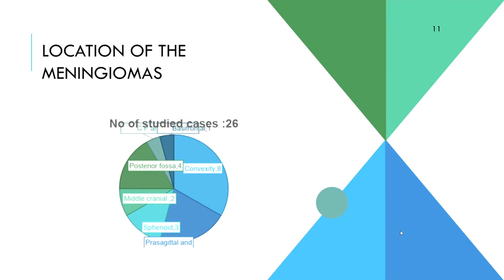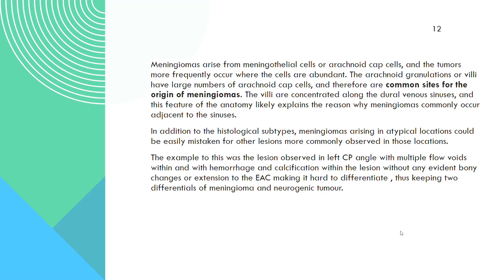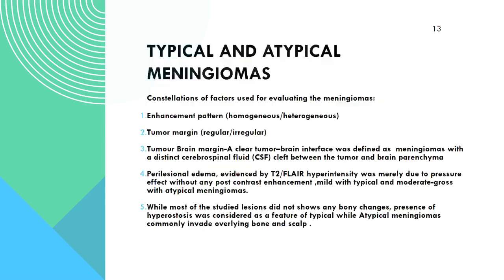While most of the studied lesions did not show any of the bony changes, presence of hyperostosis was considered as a feature of typical, while atypical meningiomas commonly invade overlying bone and scalp. Absence and presence of calcification were excluded from the criteria, which, however, support the typical meningiomas. DWI restriction was also excluded from the criteria, since atypical meningiomas may or may not show diffusion restriction. ADC values depend on the fibrous content, so though the typical meningiomas show lower ADC values, both fall within the normal range as described for a meningioma.